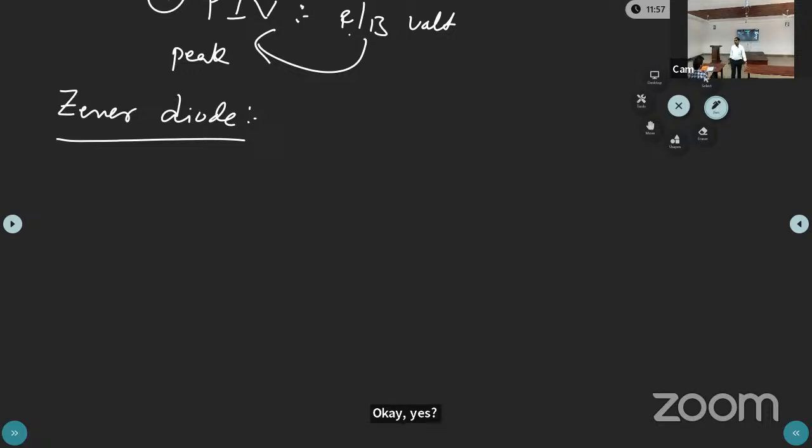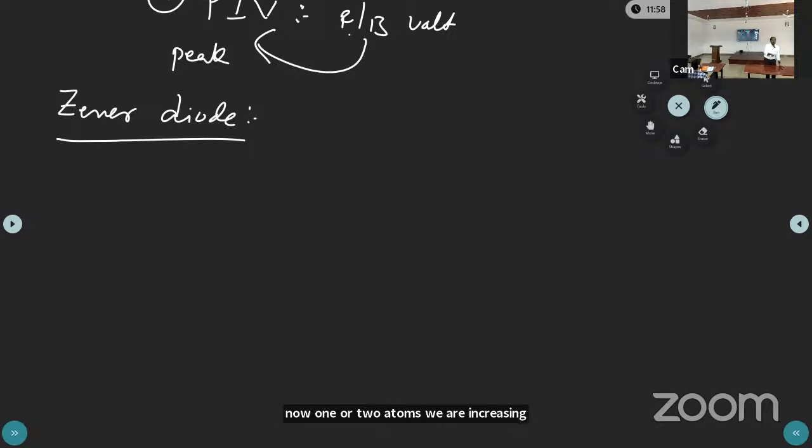Okay, now coming to the reverse bias of the Zener diode. The difference between the PN junction diode and the Zener diode is that the construction is the same, but the doping levels are different. In the PN junction diode, we add 1 or 2 atoms of impurities to 10 to the power 6 pure semiconductor atoms.